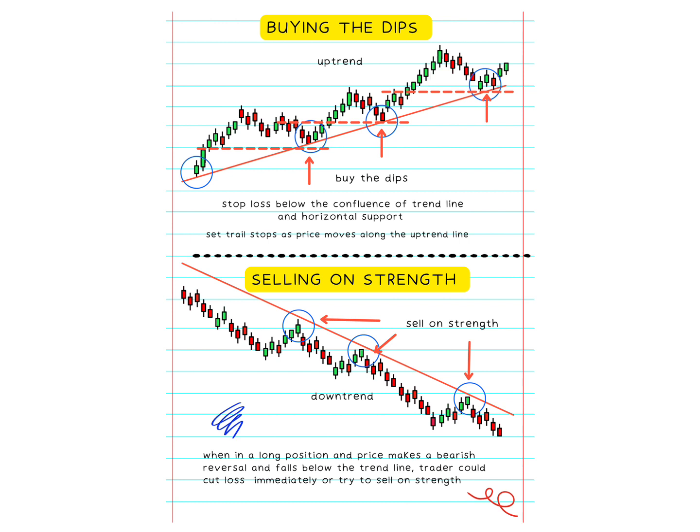Here are illustrations of buying the dips and selling on strength. We only buy the dips in an uptrend, and we set a stop loss below the confluence of the trend line and horizontal support. So again, what is a confluence? It is a point of agreement where both the trend line and the horizontal support are located in this case. We set trail stops as price moves along the uptrend line.